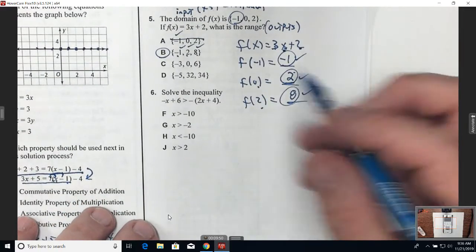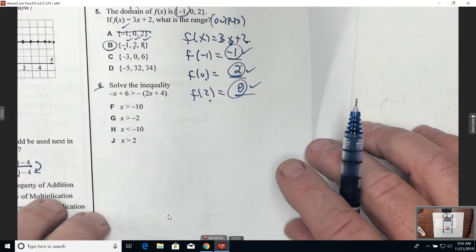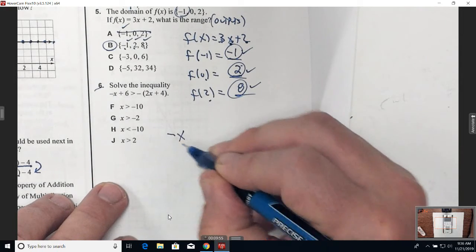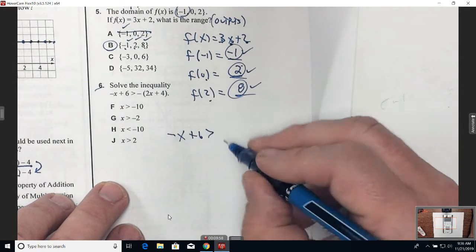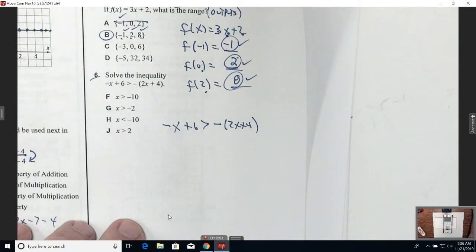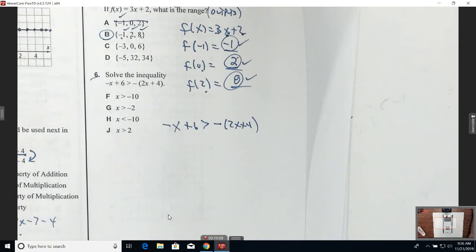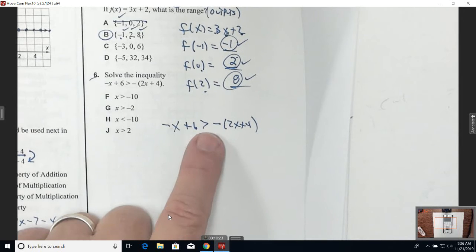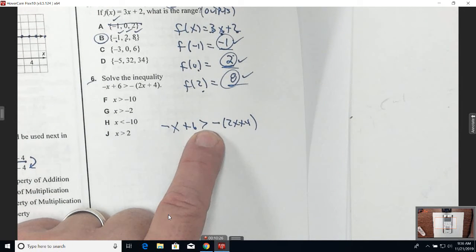All right, so let's look at 6. Solve the inequality. How do I solve an inequality? This inequality is negative x plus 6 is greater than negative 2x plus 4. I solve an inequality exactly the same way I solve equations. I distribute, combine like terms, put my variables on one side, constants on the other, and then step 4, isolate the variable. The exact same way. There's only one difference. If you ever multiply or divide by a negative, you have to flip the direction of the inequality. So if I do that, it would flip.